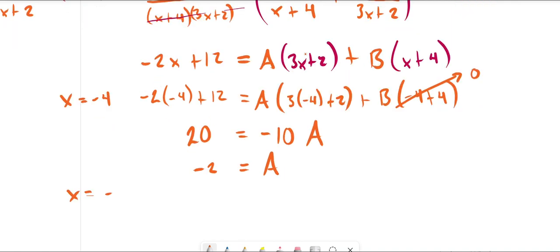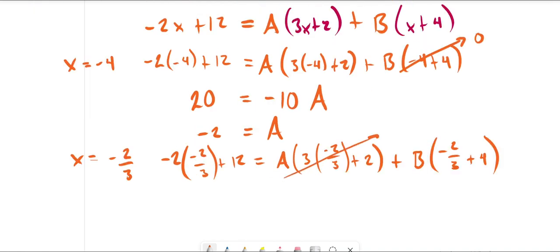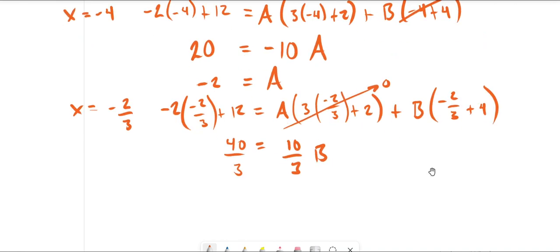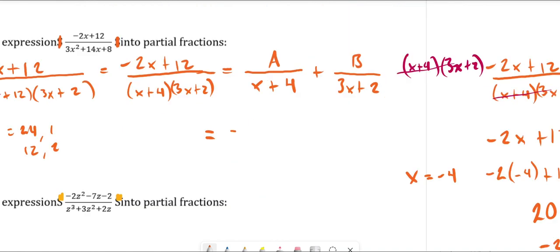To solve for b, we could pick a value that turns a's term into a 0. That would be minus 2/3, its corresponding root. And if I plug that in on one side, I get the following. And if I plug this in on the right-hand side, I get where now my a term is going to 0. This gives me 40/3 is equal to 10/3 times b, and so we wind up with b is equal to 4. This lets me go back in and rewrite my coefficients, now known, and complete the decomposition.